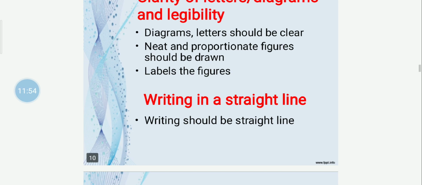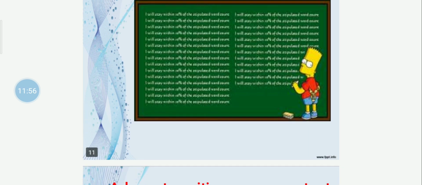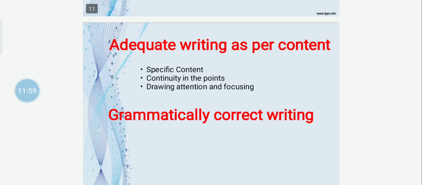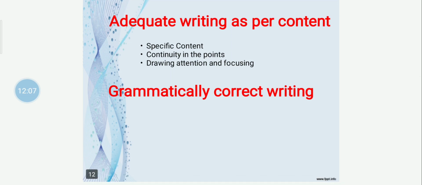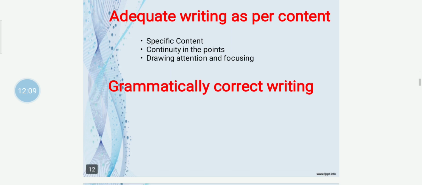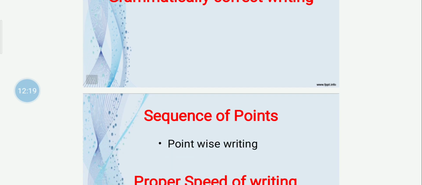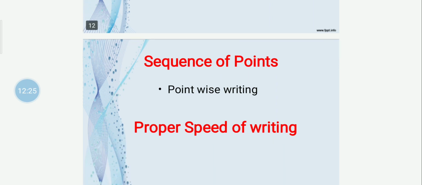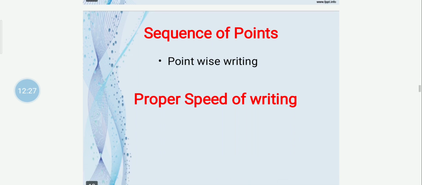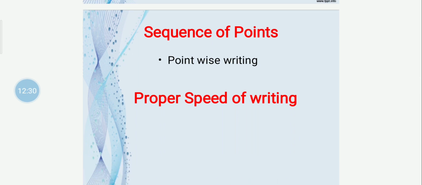Okay. Then adequate writing as per content. Write the specific content only, don't write all the things. Then continuity in the points, then drawing attention and focusing, then grammatically correct writing. While writing on the board, the sentence should be grammatically correct, otherwise the student will copy the wrong things you wrote on the board, and the same thing the student will do in their notebook. So sequence of points, point-wise writing is very important.